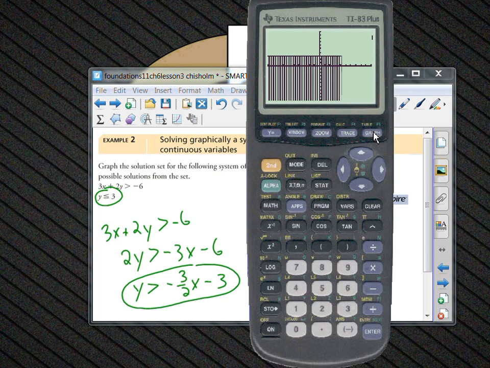There's that horizontal line. That's the original horizontal line. The other one's going to be oblique. And look at that double dose of shading in that same region, just like we had on our smartboard. So that is going to be it for example 2.